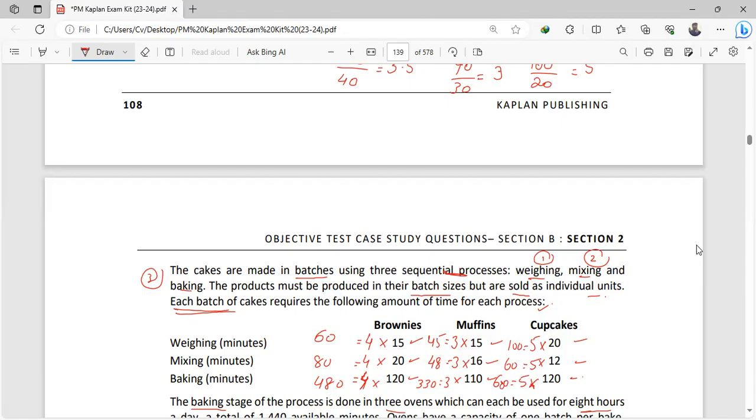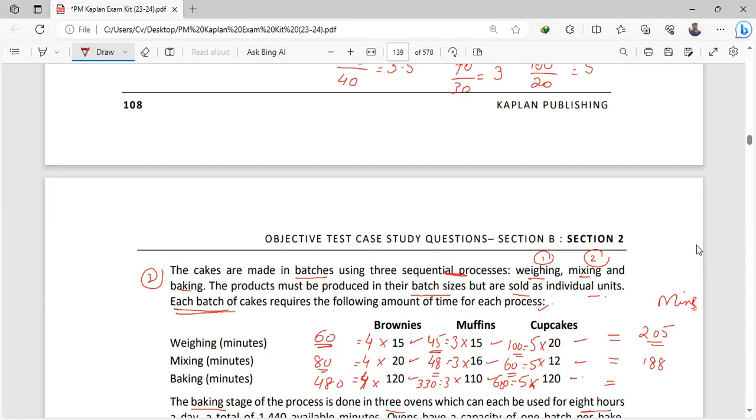Now we can add our total minutes for weighing, total minutes for mixing, and total minutes for baking. So you can add 60 plus 45, it's 105, plus 100. So required time for weighing is 205 minutes. Then you have 80 minutes for mixing, 48 minutes for mixing. 80 plus 48, it is 128. 128 plus 60, it's 188 minutes.